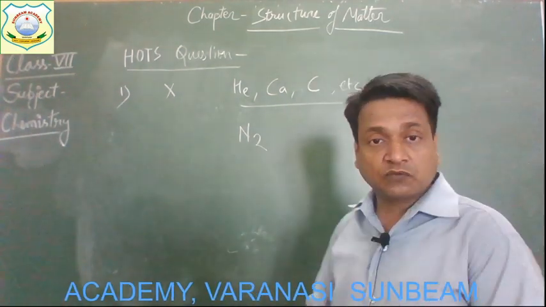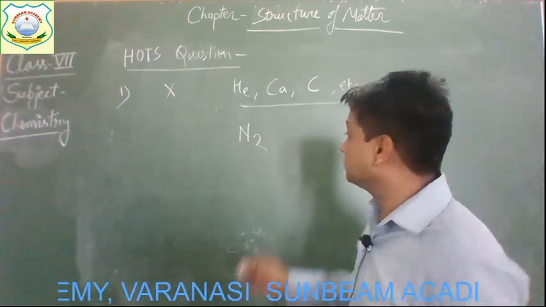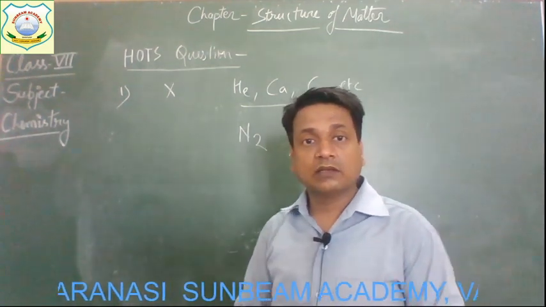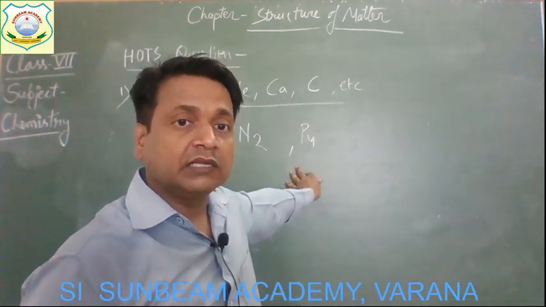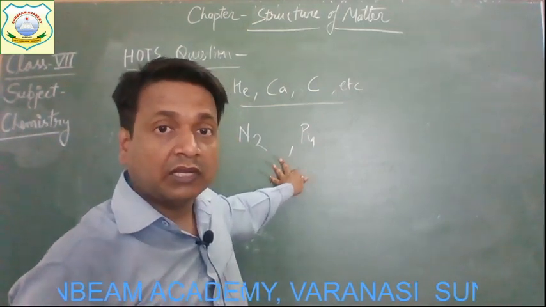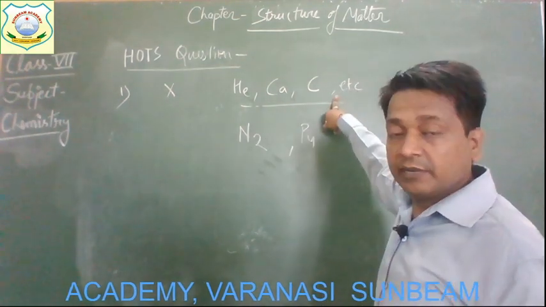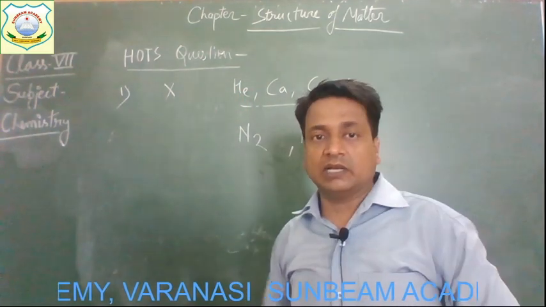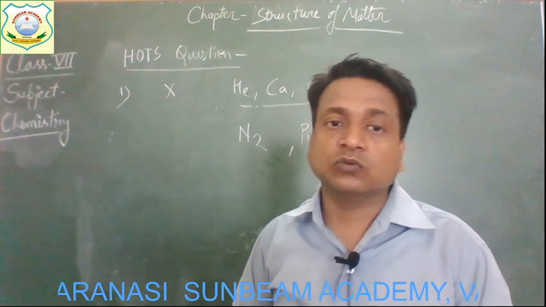Just like that, phosphorus, the symbol is P, but the formula is P4. Okay, so the number of atoms is more than one in these examples. So in this case, it is not possible that the formula will be the same. But in case of monoatomic elements, it is possible that the formula will be the same as their symbol. Okay? Now, the question number 2.